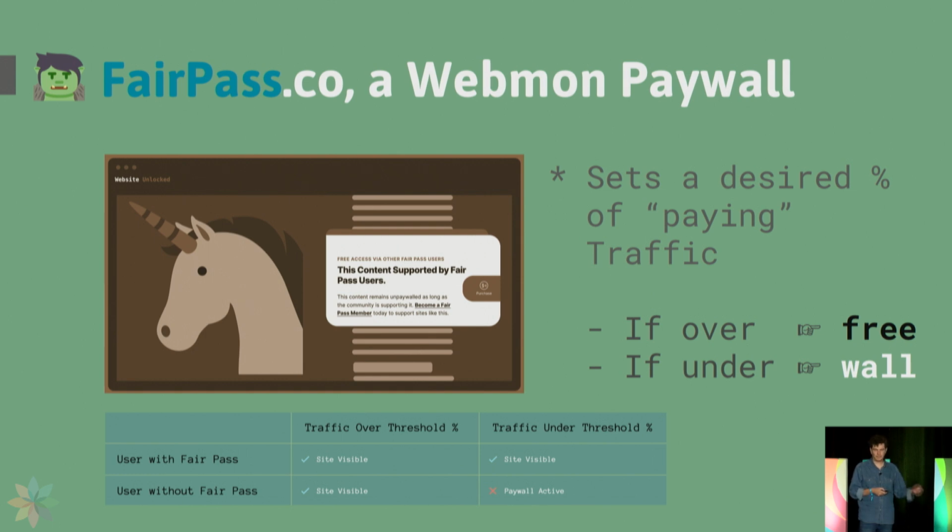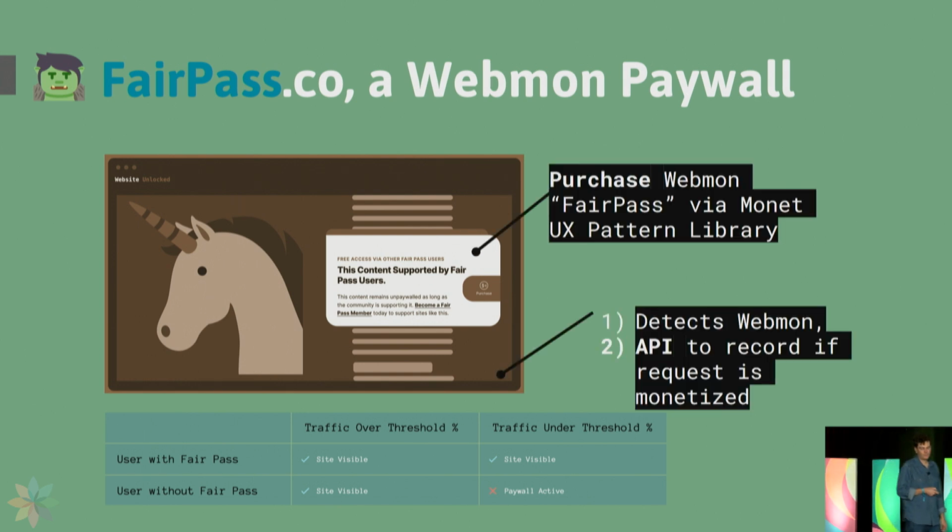It works like this. You set a desired percentage of paying users for traffic on any given site. If the traffic of paying users is above that threshold, then everyone gets the site for free. If it's under that threshold, then the paywall happens. So with this simple feedback mechanism, we're causing more people to want to sign up for web monetization. And as we'll see in a minute, it's implemented in a fairly simple way.